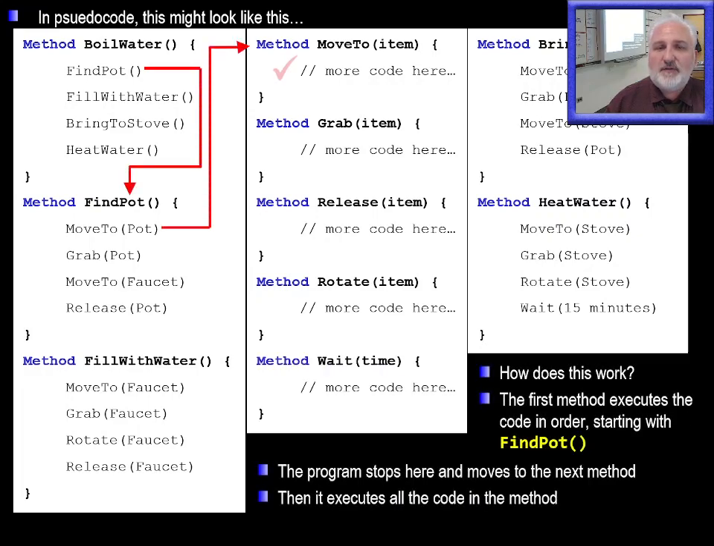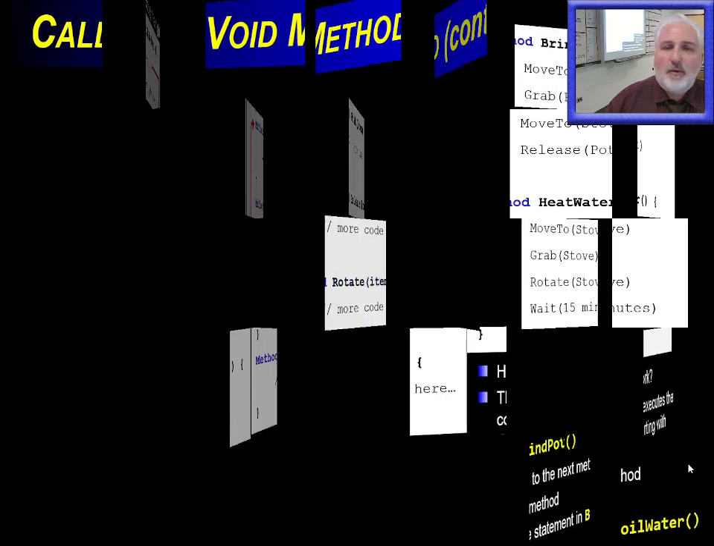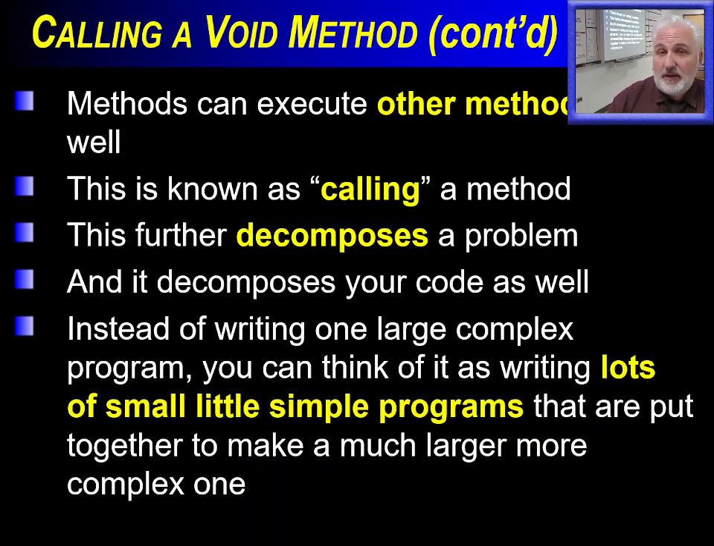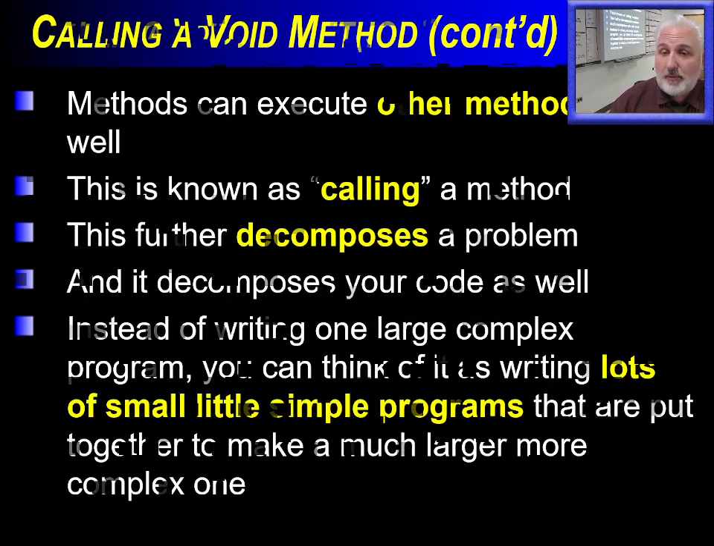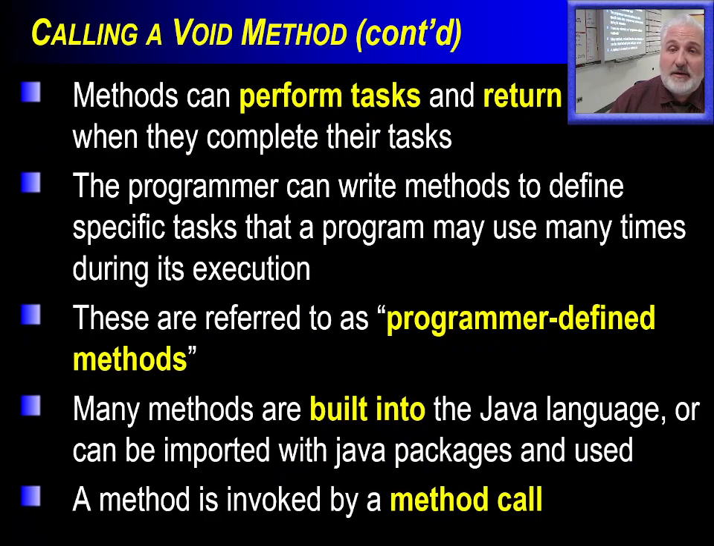You could have find pot, go to find pot, which goes to move to, comes back to grab, jumps to grab, comes back to move to, and eventually finishes find pot and goes back to fill with water, right? So that's a way you can trace through method executions. Methods call other methods, or calling a method, breaking down, decomposing a problem. Think of it as instead of solving one problem, you're breaking it up into solving multiple smaller problems. So methods can perform tasks, they can return values.